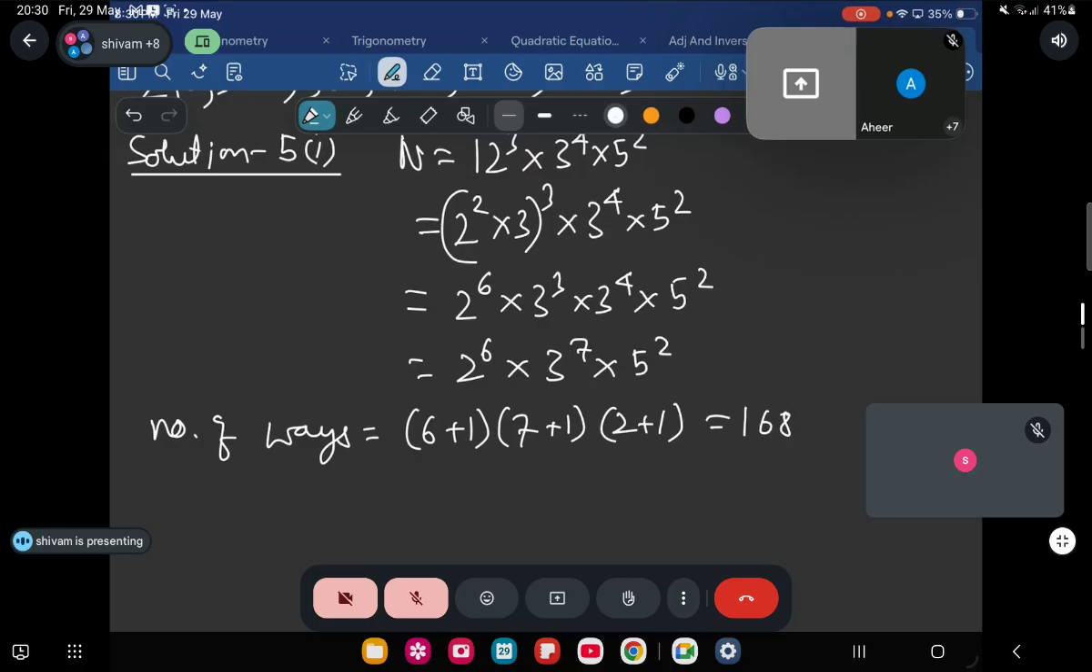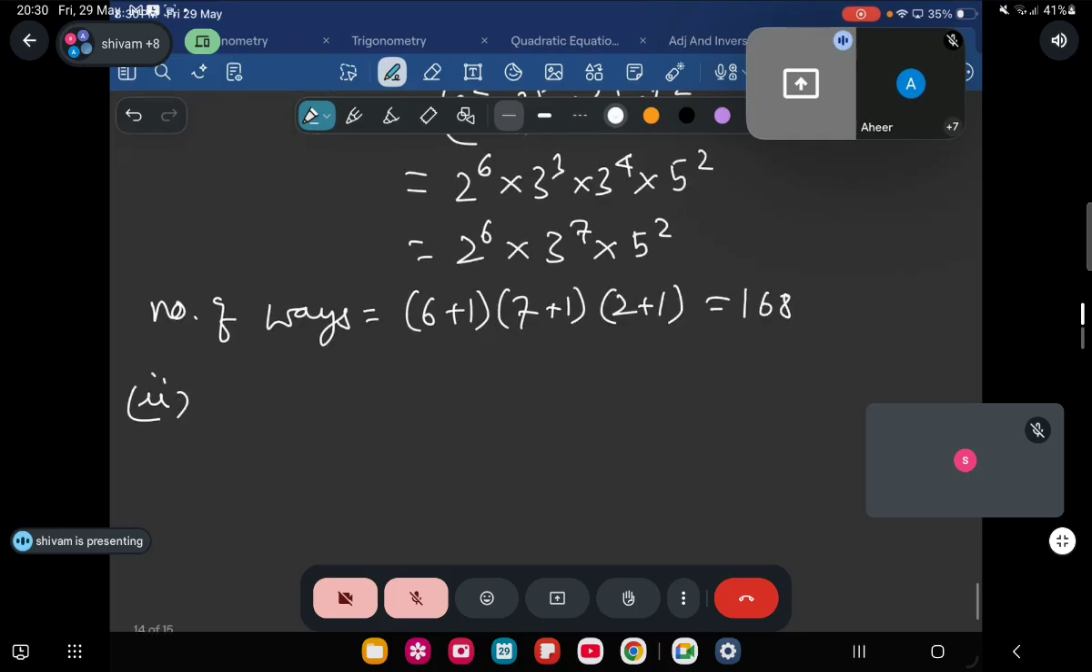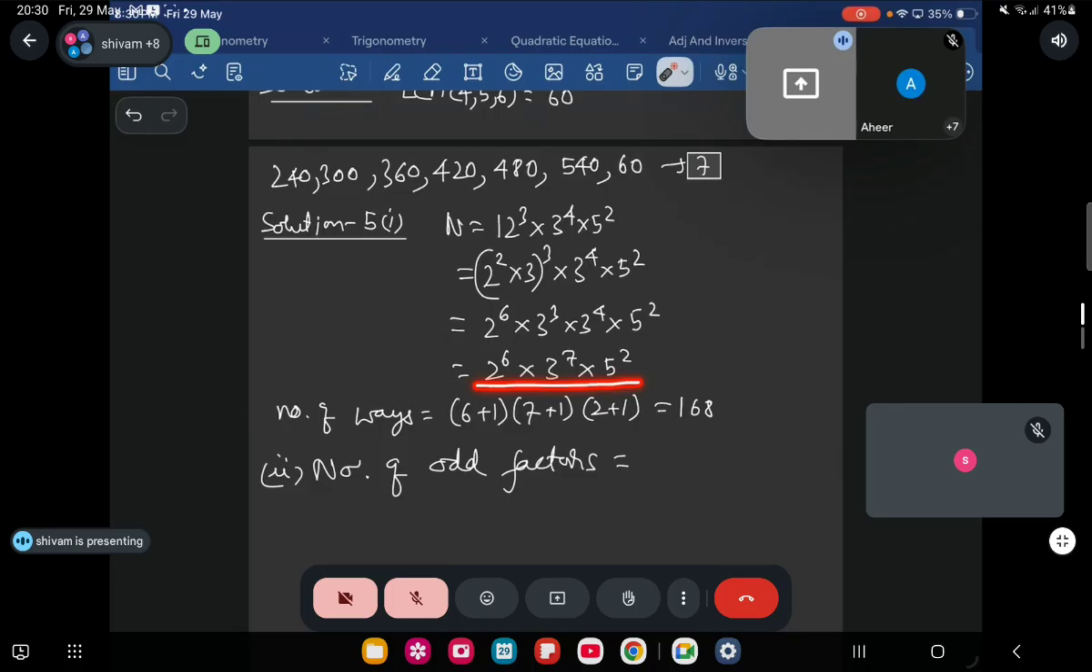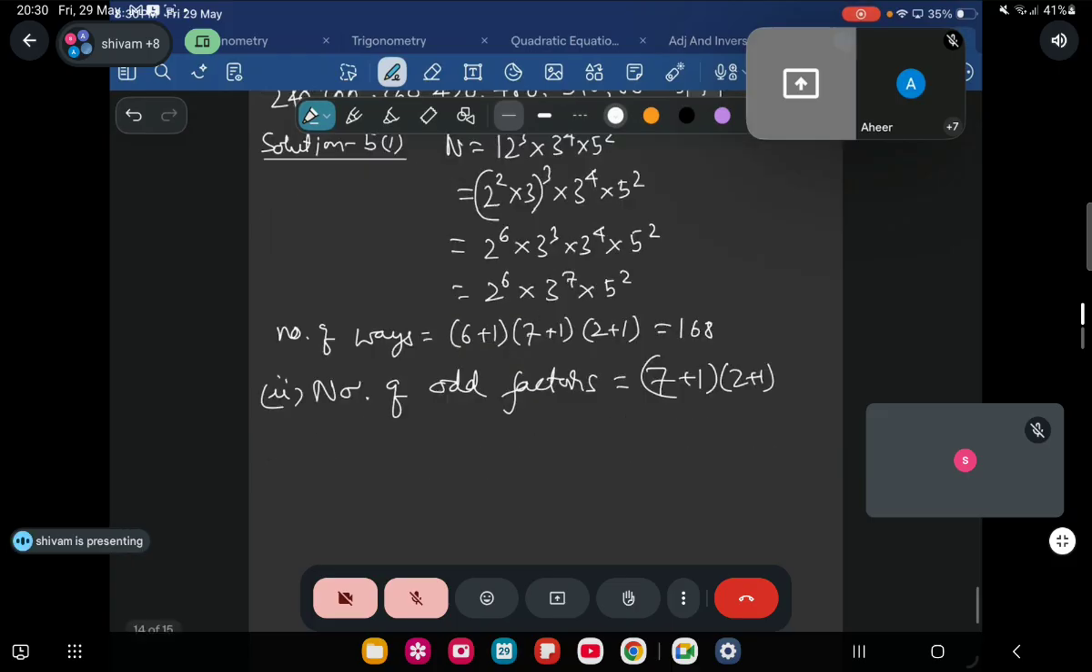Tell me. Number 2, we need to find out the number of odd factors. So, Aviraj, if I want to find out the number of odd factors of n, if I take any element from 2 to the power 6, the factor will become even, right? So you don't take anything from 2 to the power 6. What is remaining? 3 to the power 7 into 5 square. So it will be 7 plus 1 into 2 plus 1. This will give us 24.